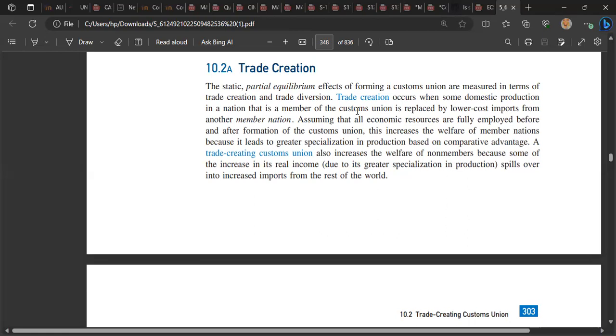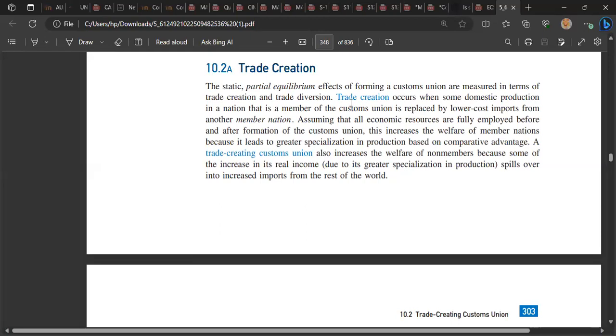And then we are initially trading with Lesotho, right? Let's say we are buying diamonds from Lesotho and they are costing us $15. So a trade creation occurs now when we divert our trade from Lesotho to Swaziland, and Swaziland is offering $10 while Lesotho is offering $15. So that becomes a trade creation.